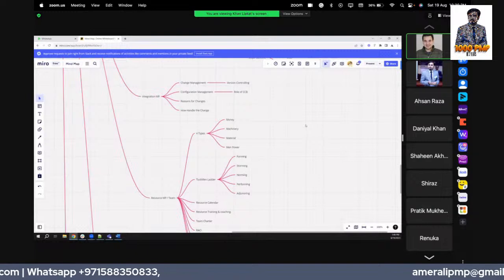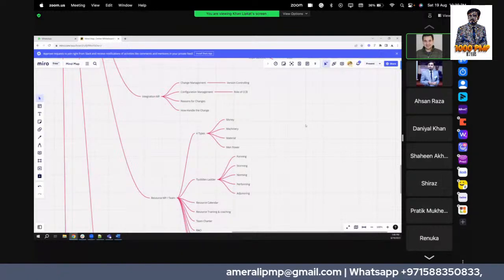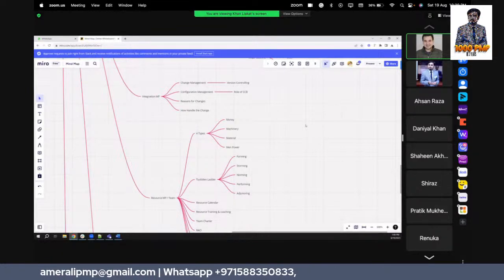And then you always have to lay down the reasons for changes. The second part is how to handle the change. So you have to lay down all those plans in the integration management plan.